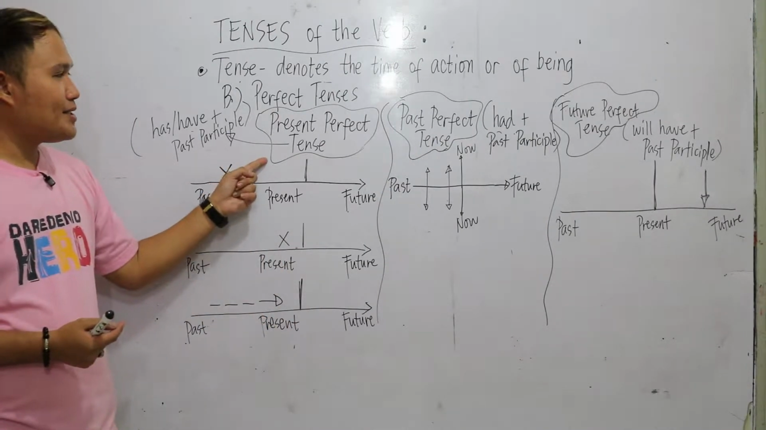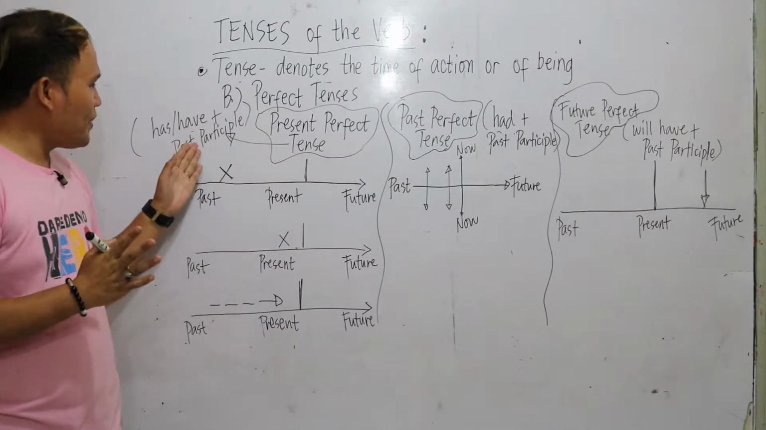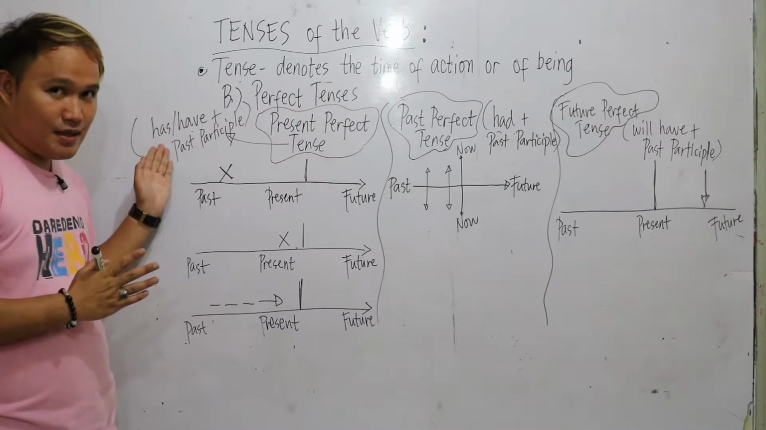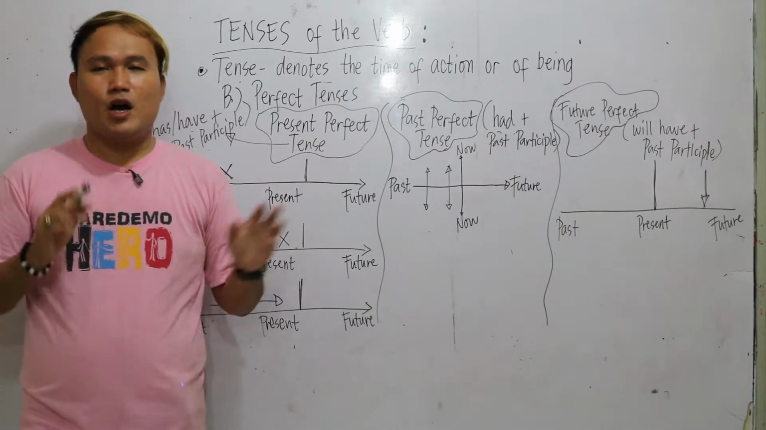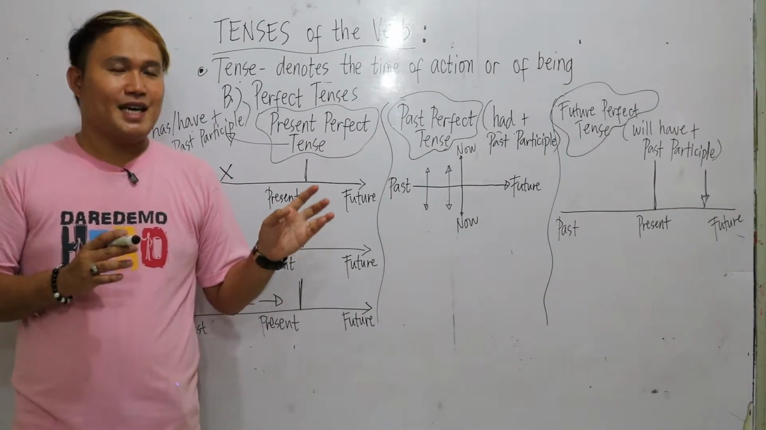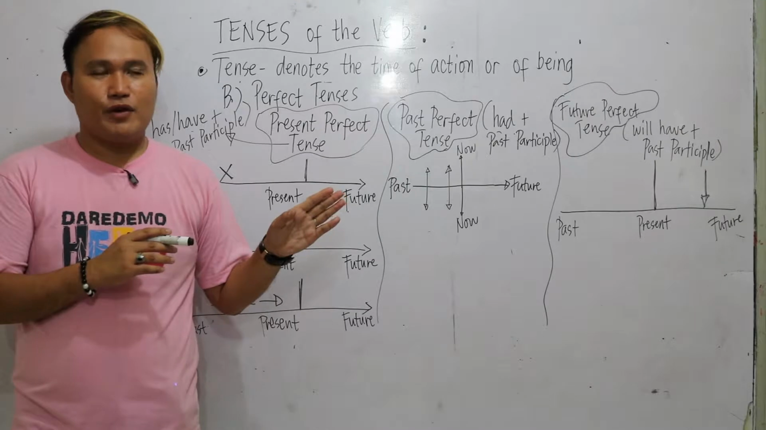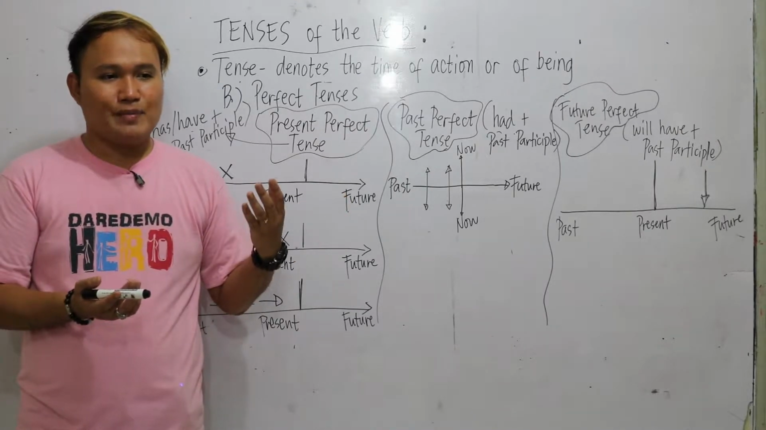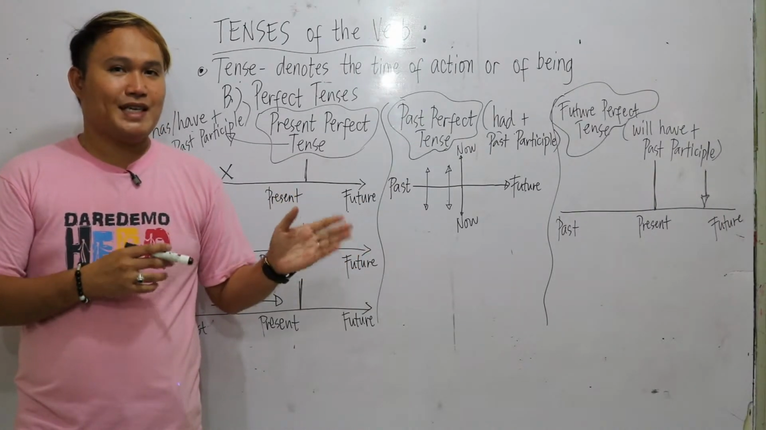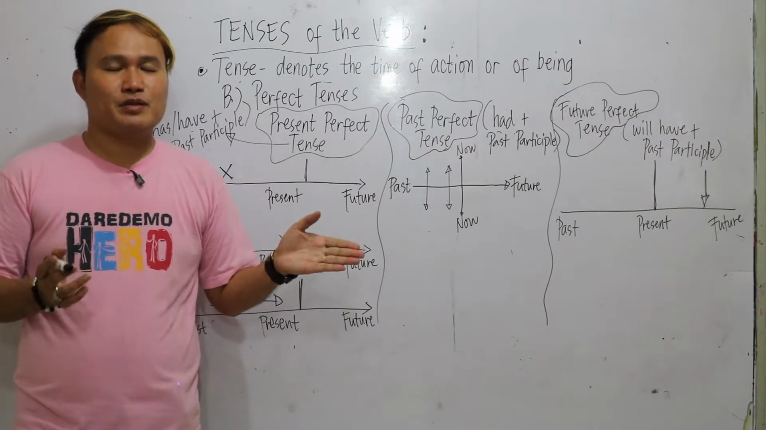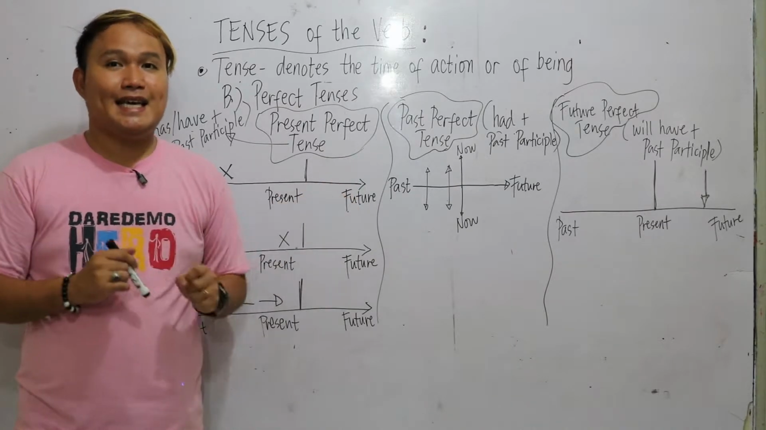So first, let's have the present perfect tense. The formula, or the structure, is we have to use the auxiliary has or have plus the past participle form of the verb. Always remember, the past participle form of the verb is different from the past tense. There's a different structure for that. For example, took is the past tense of take, so the past participle form of took is taken. Usually, past participle words end in en.